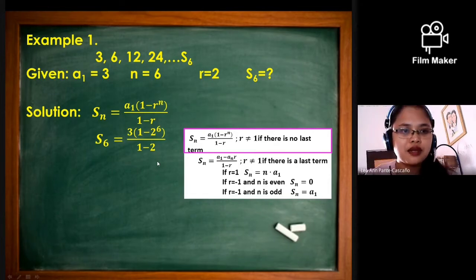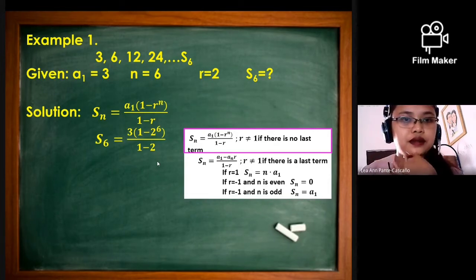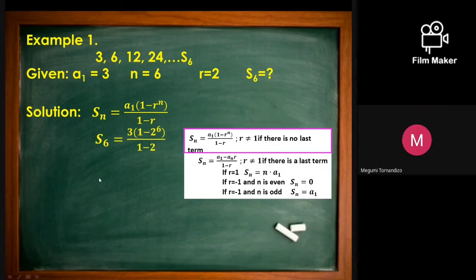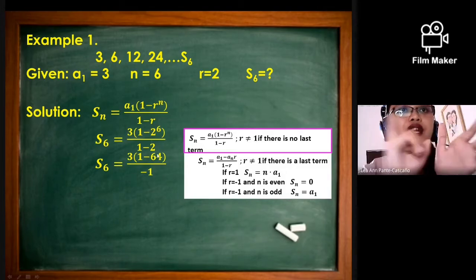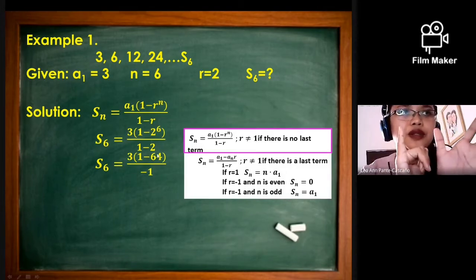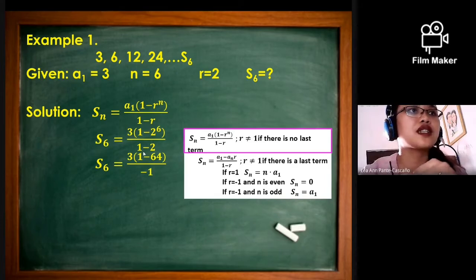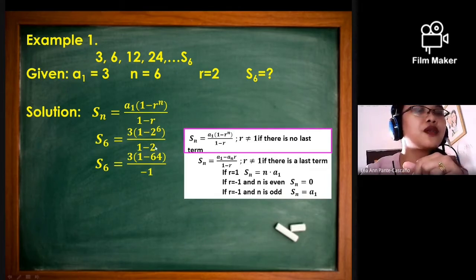Nasundan po ba, before I simplify? Nakakasunod po. Opo, ma'am. Okay. S sub 6 is equal to 3 times, simplify, 2 raised to 6, and 2 raised to 6 is 64. 2 times 2 times 2 times 2 times 2 times 2 is 64. Then 1 minus 2 is negative 1, since 2 is higher than 1 and the sign of 2 is negative. That's why it became negative 1.